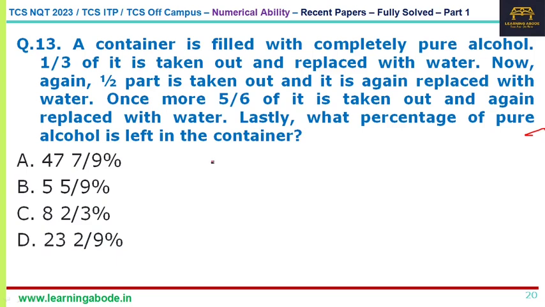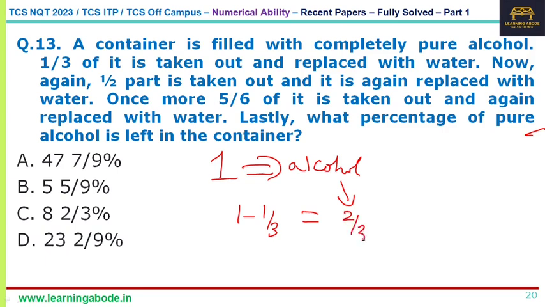One full container is alcohol. Now 1/3 of that is taken, so we have 2/3 alcohol, and the remaining 1/3 will be water. After that, half of this is taken. That means 1/3 is taken out, since half of 2/3 is 1/3, and that is replaced with water. So now we have only 1/3 alcohol, and the rest of it is water.